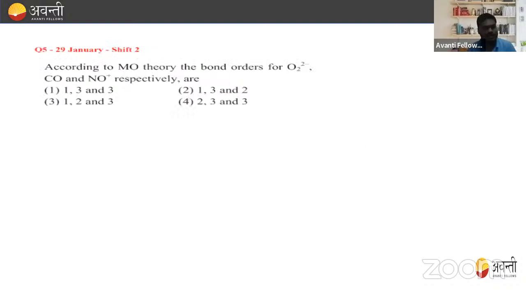That is, according to MO theory. Again, MO theory comes into the picture. According to MO theory, the bond order of O2, CO and NO2 respectively. Okay. So how can you calculate bond order? For calculating bond order, we know the formula is half of the number of bonding orbitals minus the number of anti-bonding orbitals. But it takes lots of time to draw the electronic configuration of every molecule, right?